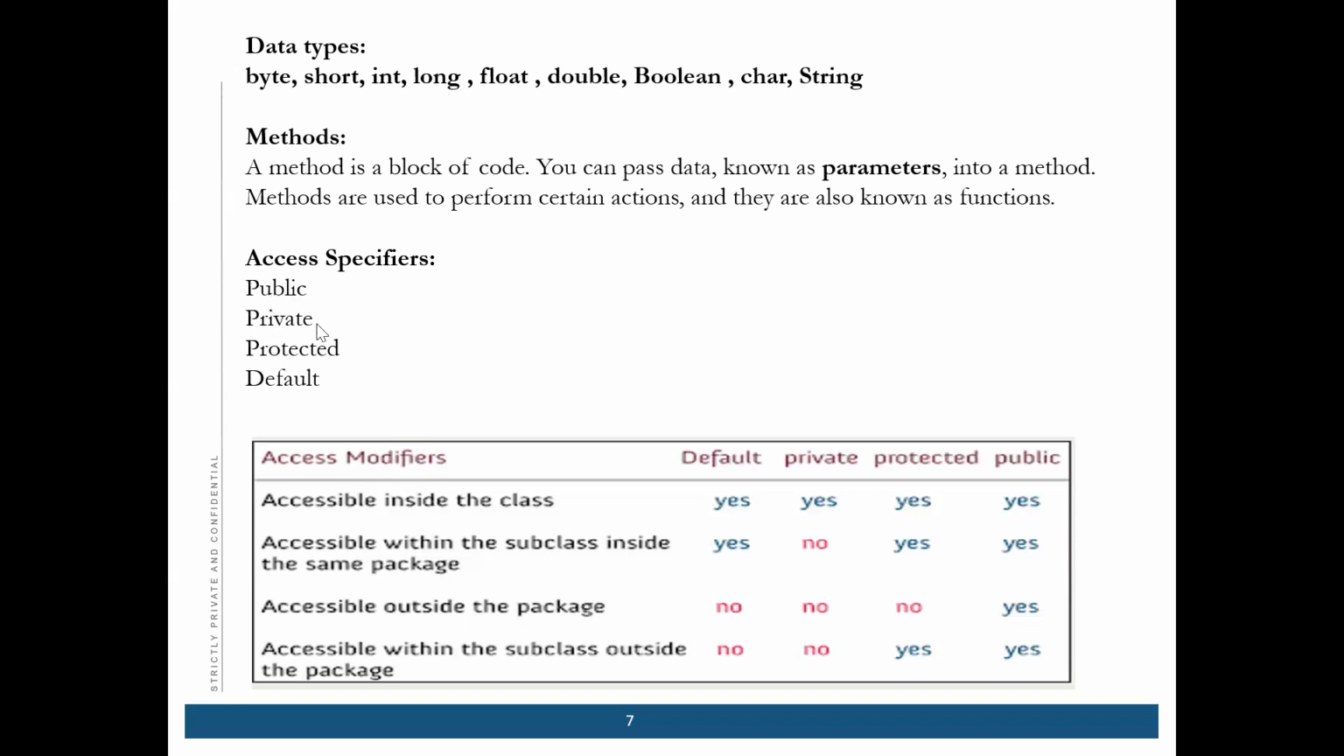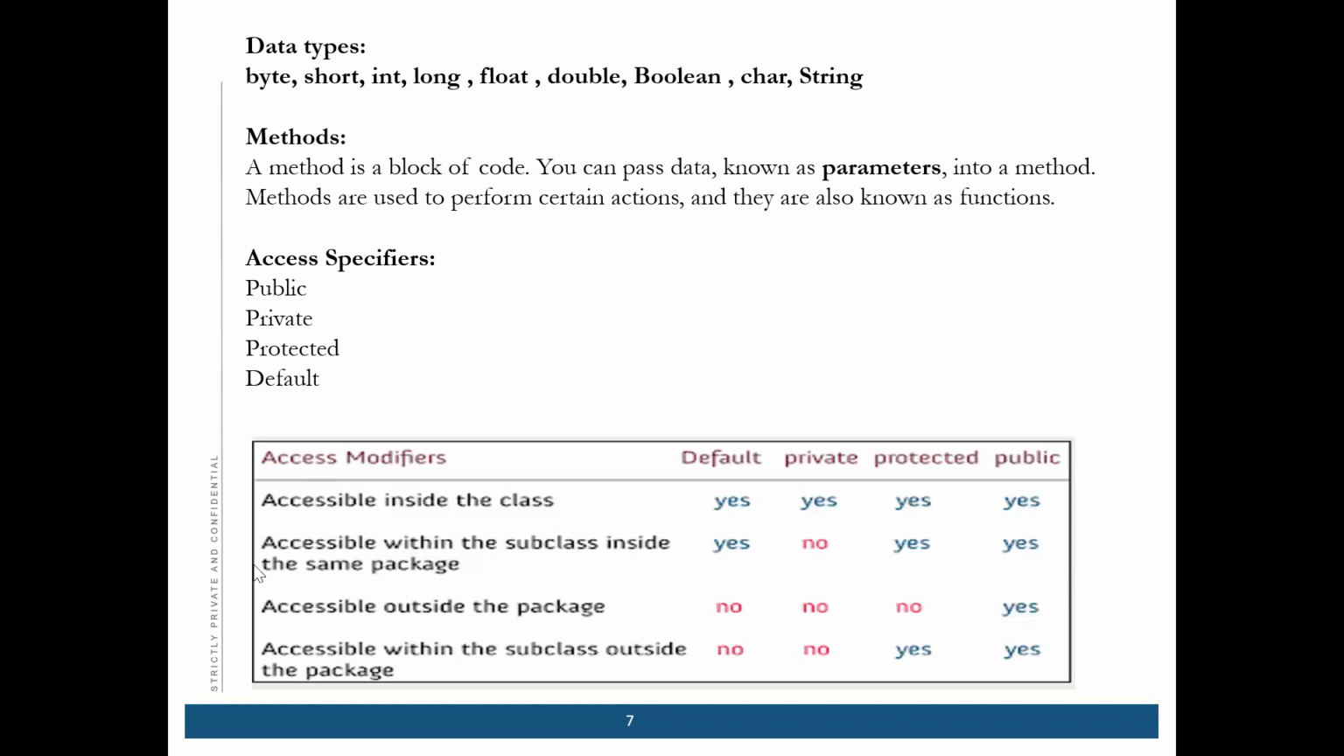Public means it is accessible to all. It is accessible inside the class, and it is accessible within the subclass. We will learn about the subclass. Right now you have no idea about the subclass, but a class inside a class is called a subclass. So we will learn about that.